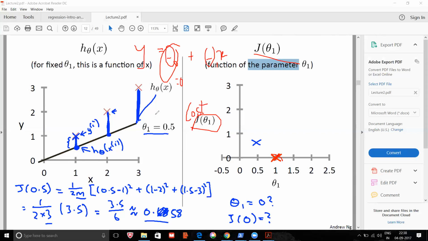The cost will be 0 when the line is touching all the points, isn't it? If the line touches all the points, then this minus this will be 0, this minus this will be 0, this minus this will be 0, isn't it? That is a perfect line as of now. Later on we'll understand more things.